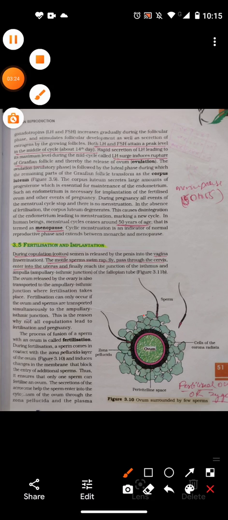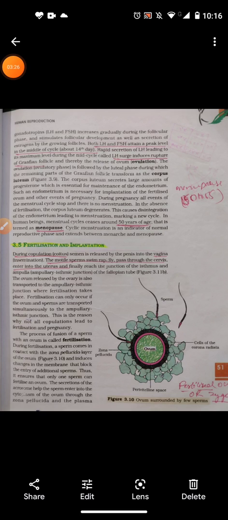Next we are going to discuss insemination. The transfer of spermatozoa into the female genital tract is called insemination. The process of transfer of spermatozoa into the female genital tract is known as insemination.